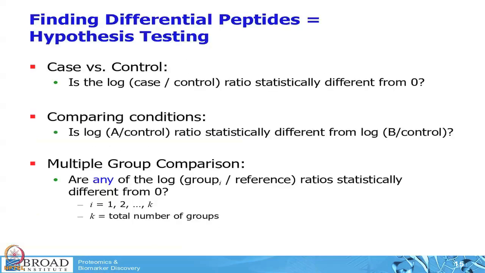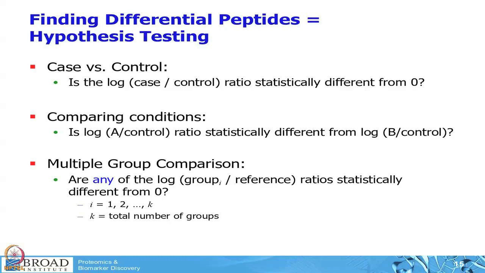So I have some examples of different types of scenarios and what kind of tests you would use. You have a case versus control study where you have taken the logarithm of the ratio of case to control, and you want to see which proteins are statistically different. In this case, you have a single ratio measured for all the patients, and you have to come up with a measure of whether that protein was different in the cases versus controls.